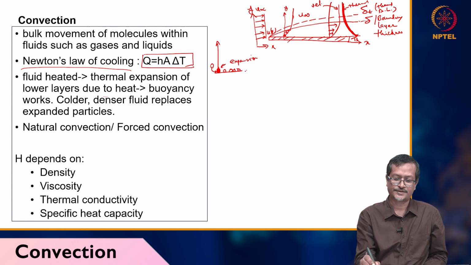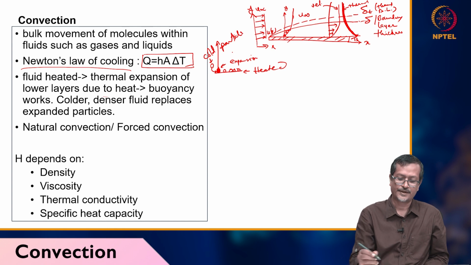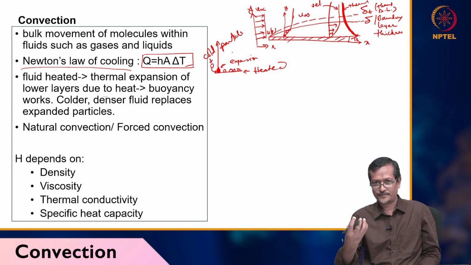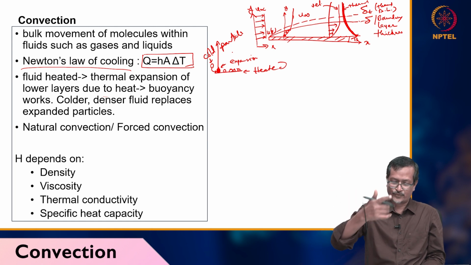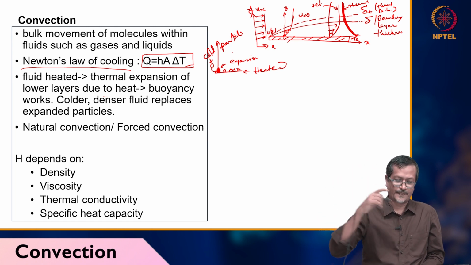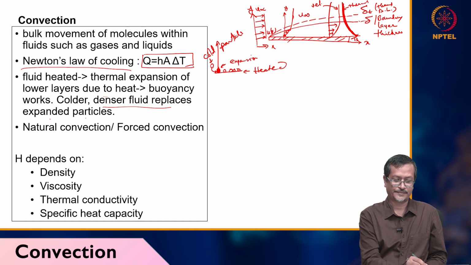Near the wall, this is the heated wall, and this is a cold particle. The cold particle will come, get heated up, and move up. Again a cold particle comes, gets heated up, and moves up. That way this whole cycle will go on. Colder and denser fluid replaces the expanded particle, as you can see.